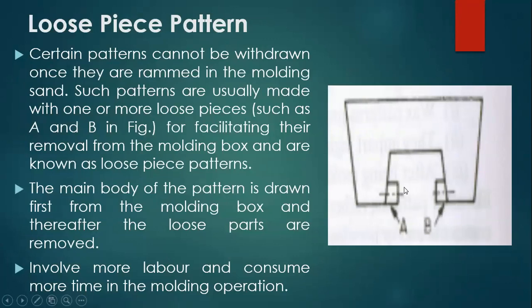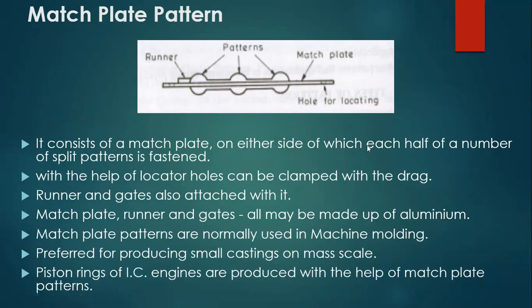At that time we will remove first these A and B, these two loose pieces, and afterwards we will remove the main body of the pattern. That's why it is called a loose piece pattern. A and B, these two are the loose pieces. They are loosely attached or temporarily attached to the body of the pattern, so that easy removal of the pattern from the mold will take place. That's why this type of pattern is called a loose piece pattern.